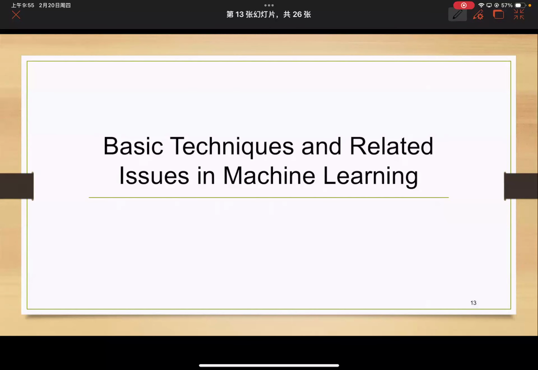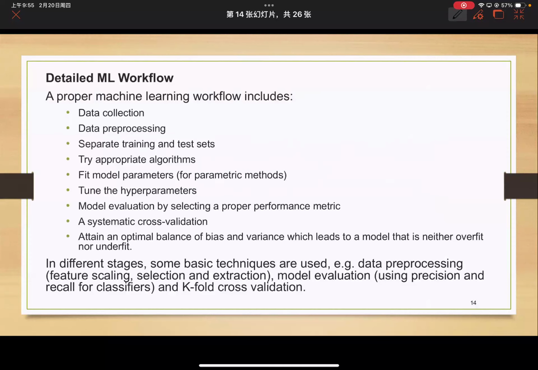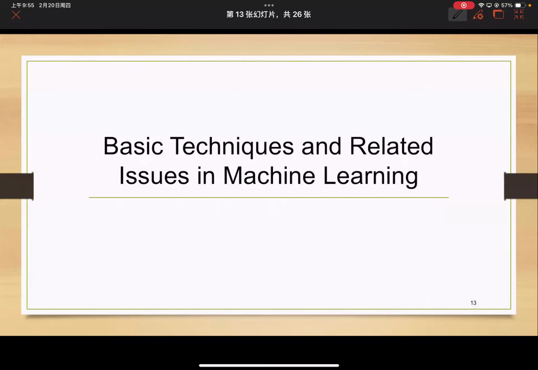Okay. Yeah. Let's come back to the slides. Okay, then let's talk about the basic techniques and some related issues in machine learning.